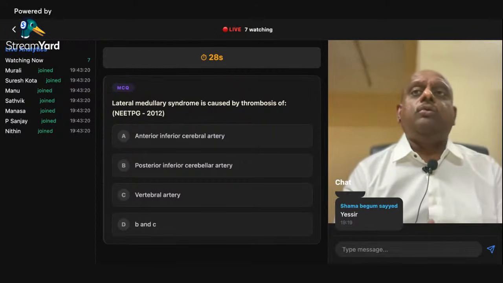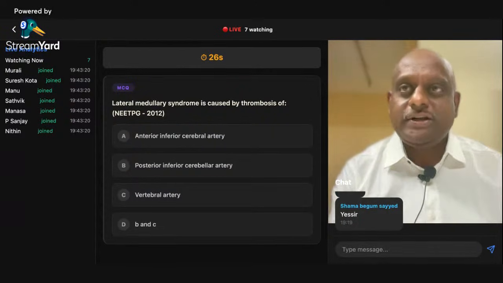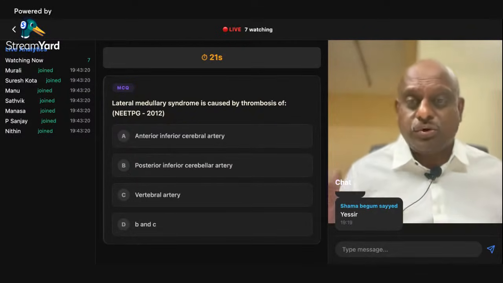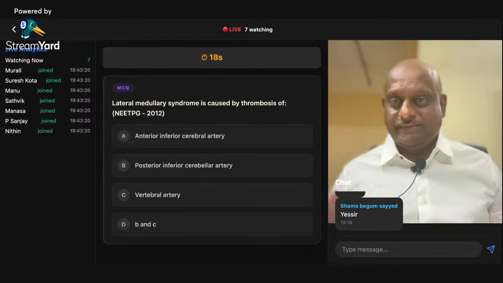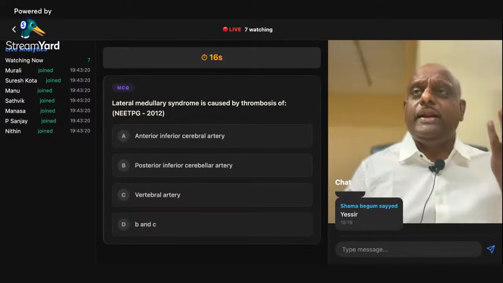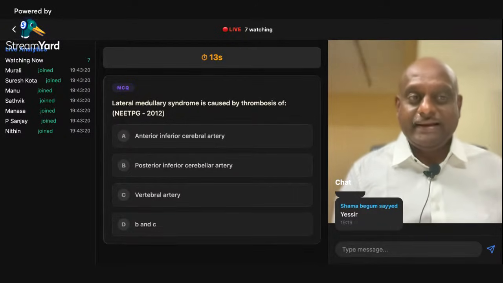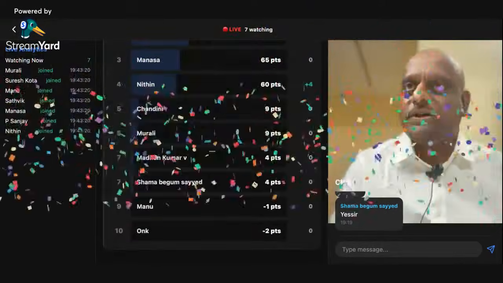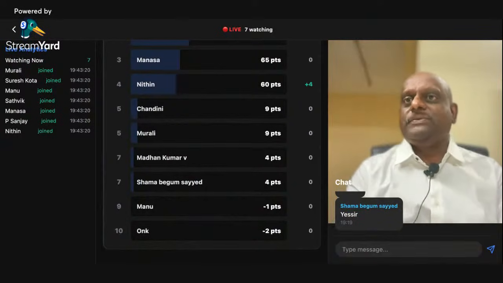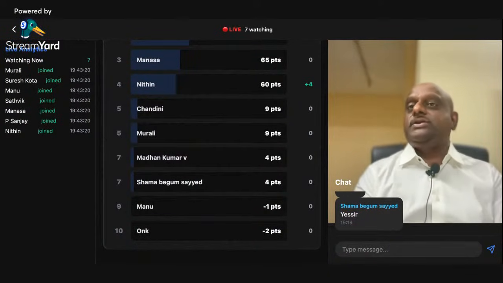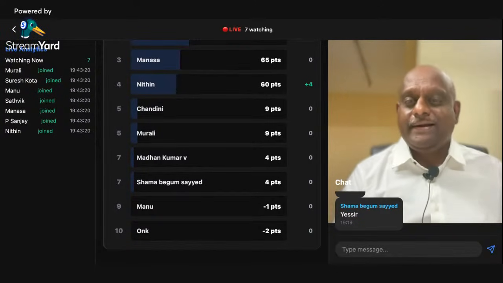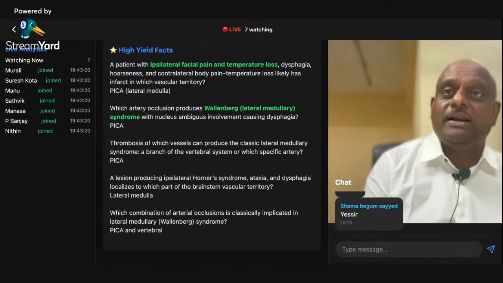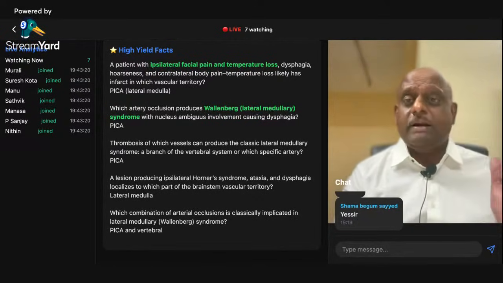Lateral medullary syndrome of Wallenberg, 2012 question. Without stroke, there is no question paper, you can take it for granted. So, lateral medullary syndrome of Wallenberg is typically caused by thrombosis of, yes, I'm sure many of you will correctly answer. Satvik did well. It is the posterior inferior cerebellar artery, which is also a branch of the vertebral artery. Either of them can lead to lateral Wallenberg syndrome, where the lateral part of the medulla is affected.